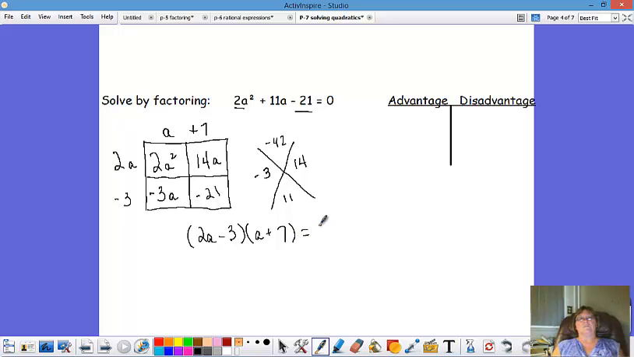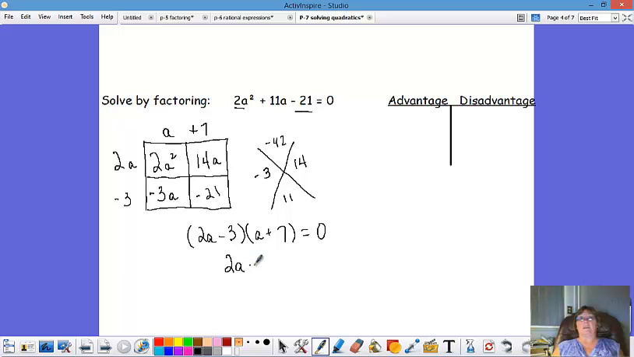All of that has to equal 0. Remember, we're solving this equation. We are not just factoring it. So if you think or remember about the zero product property, it says that if two quantities are going to multiply to make 0, then one or both of them have to be 0. So we're going to say, okay, one or both of them have to be 0.